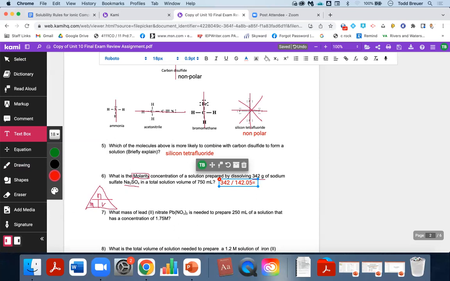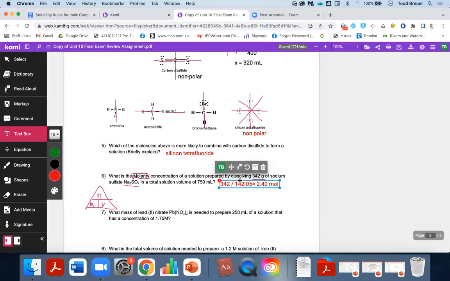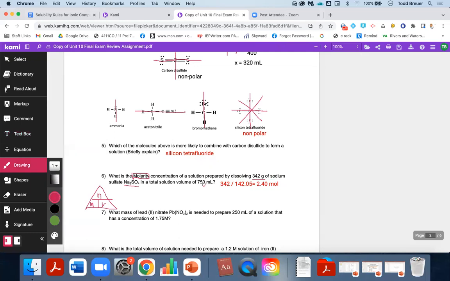And that becomes 2.40 mole. And now we can manipulate the formula, right? Molarity, capital M, is mole amount, N, divided by volume, but the volume has to be in liters. So this volume they've provided is in milliliters. We moved the decimal 1, 2, 3 positions left: 0.75.